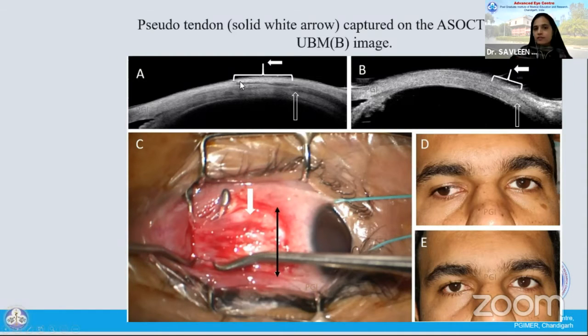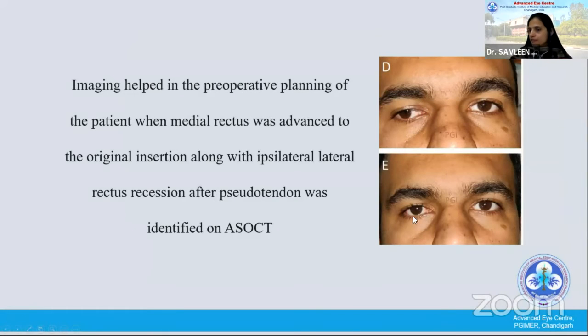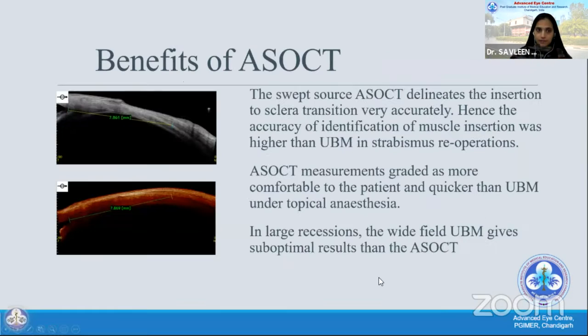You see this picture, this is a pseudotendon in a patient who had an exotropia. We saw intraop also that this was where the original medial rectus was, and this patient had a recessed medial rectus, and this was the scar that we could pick up on the ASOCT. On the UBM, you can see some hypoechoicities, but you're not sure whether this is muscle or the pseudotendon. So we advanced the medial rectus and we got a fairly good outcome in the patient while operating on the same eye and on the same muscles.